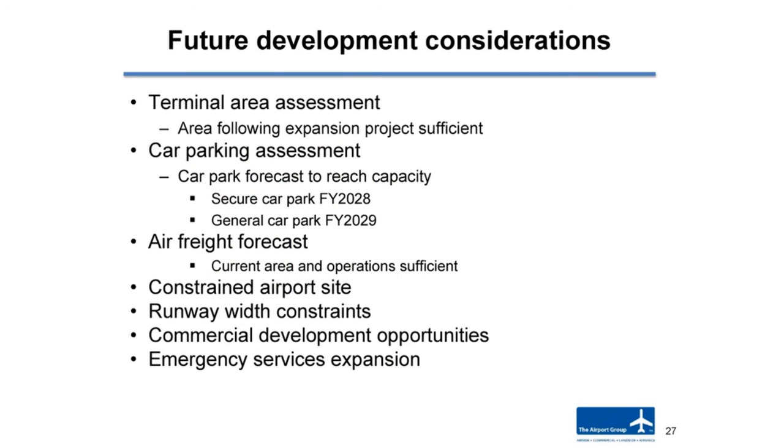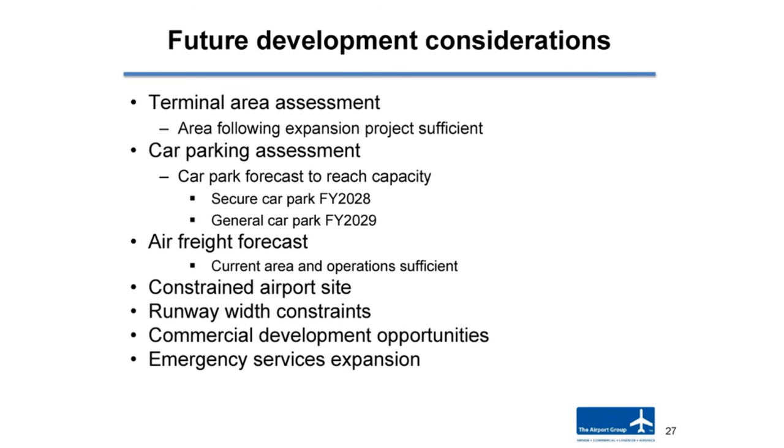So after all those preceding steps, there were a few future development considerations that came up as important to consider in developing the master plan. The first one was a terminal area assessment. So that was done based on a forecast busy hour for the airport, based on the forecast passenger projections, and we determined that the area of the terminal expansion project, which was under construction when we were doing the master plan, was going to be sufficient moving forward.